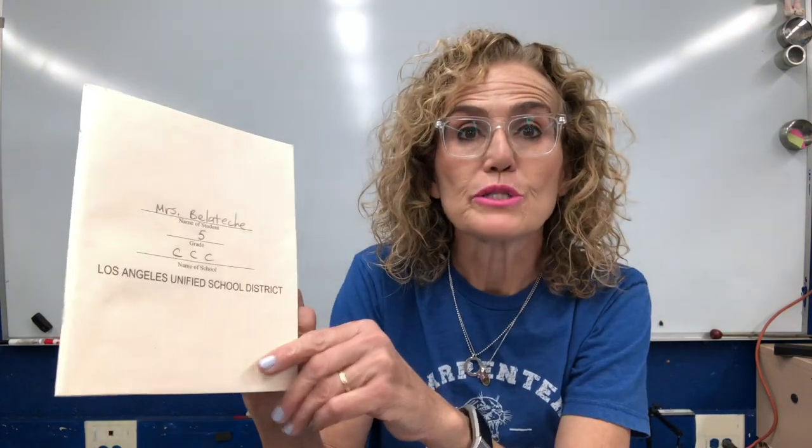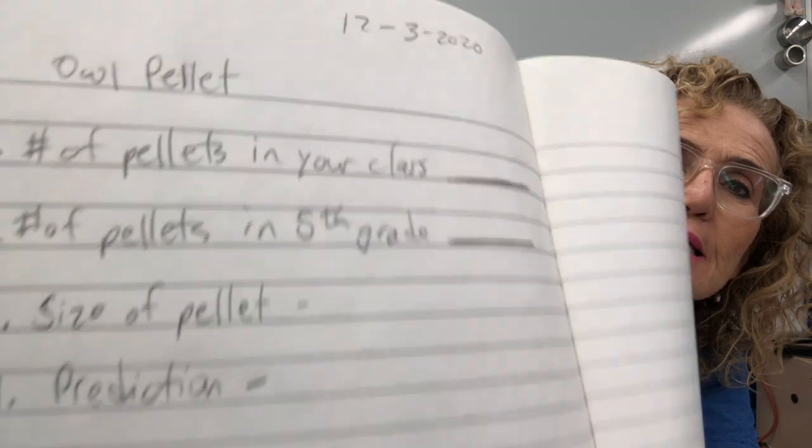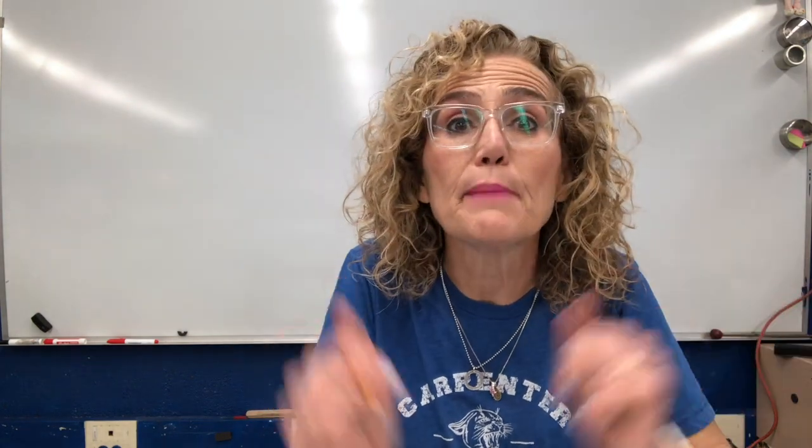Before we actually start dissecting the owl pellet, please get out your science notebook and turn to the table of contents, number 12, owl pellet dissection, page 20. Then turn to page 20. Mine, I put owl pellet at the top and the date, and then skip a line, and number 1, I want you to list the number of pellets that are going to be dissected in your class. So however many people there are in your classroom, that's how many pellets. So please put that down. It's probably about 30.